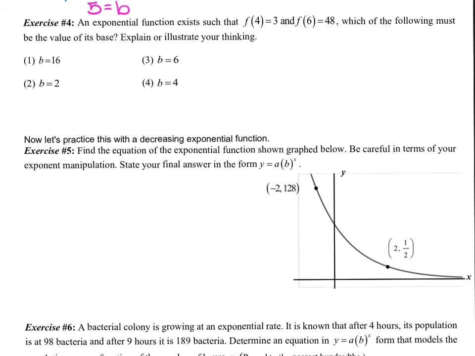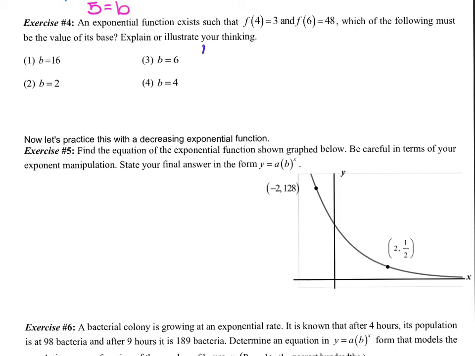Exercise 4 says an exponential function exists such that f of 4 equals 3 and f of 6 equals 48. Which of the following must be the value of its base, or its b? Explain or illustrate your thinking. So I think I'm going to go through the steps again, and we'll see if we can figure it out ahead of time. But I think it just makes the most sense to do exactly what we did in the last 2 problems. So I'm going to plug in both points.